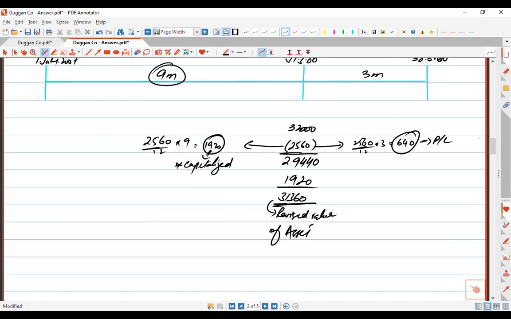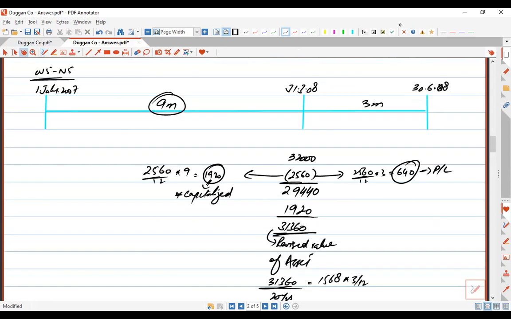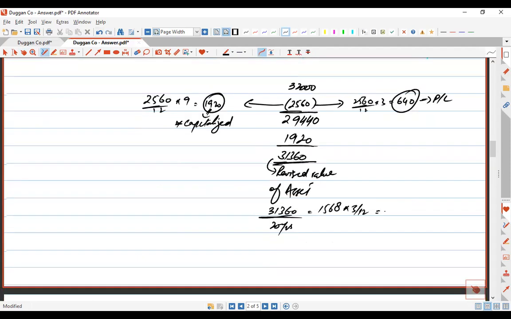If we depreciate 31360 over a 20 years life, which is given in this scenario, the amount of depreciation is 1568 into 3 upon 12. Why 3 upon 12? Because from 1st April 2008 to the year-end date, there are effectively 3 months. So we bifurcate this depreciation expense for 3 months, and the 3 month depreciation expense is calculated as 392.